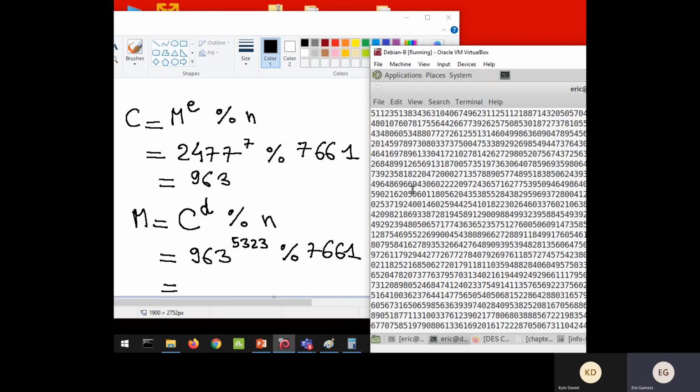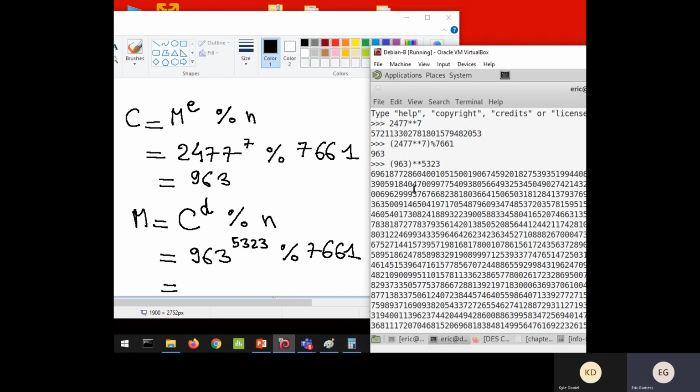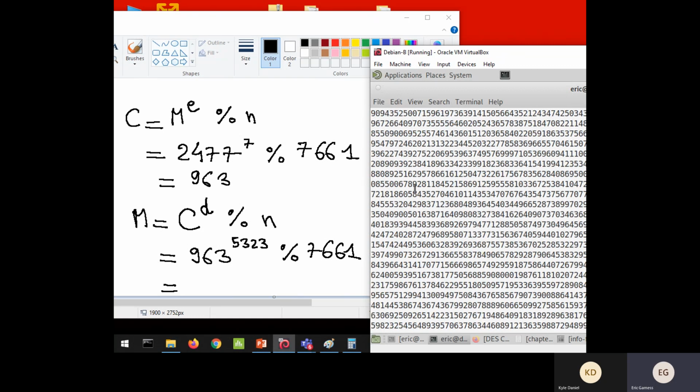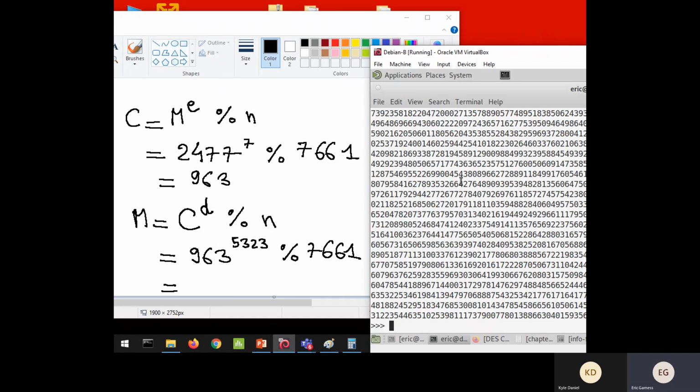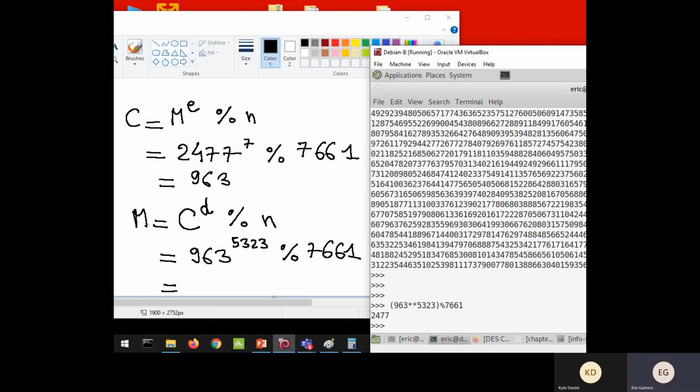Okay, look at all the decimals. Wow, it's several pages. You see? I scroll, it's very big. But Python is not afraid of big numbers, as you can see. So we are going to say Python, by the way, I didn't need this parenthesis here. Do that, modulus 7,661, and we should come back to 2,477. As you can see, 2,477, we came back.